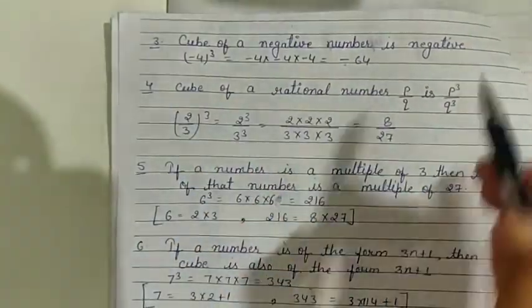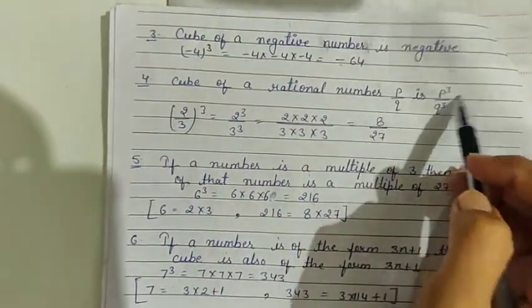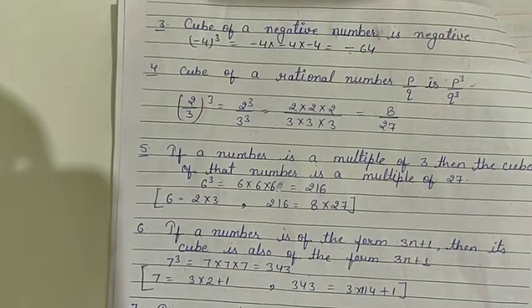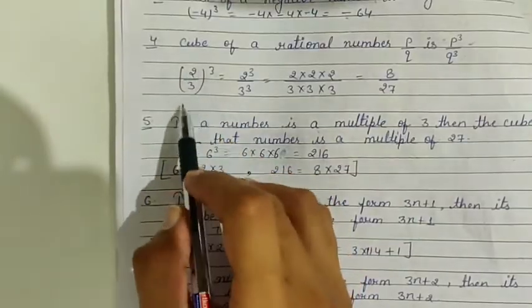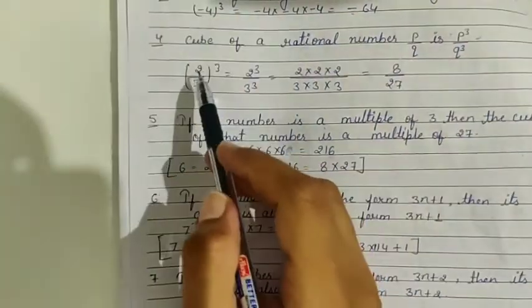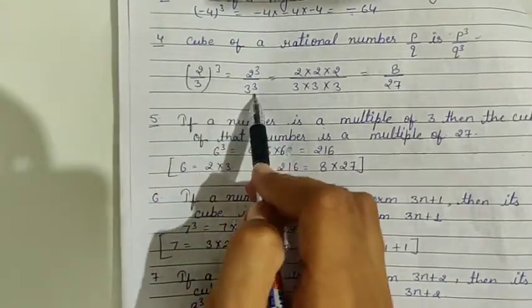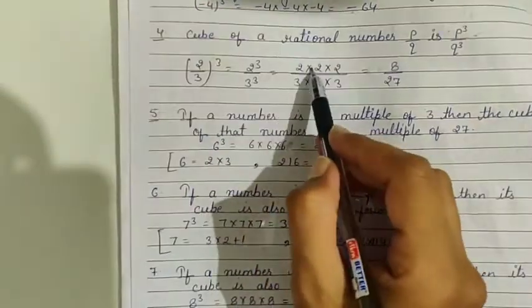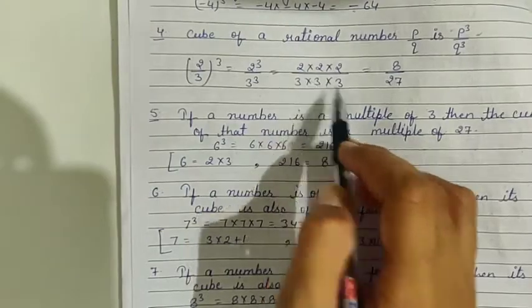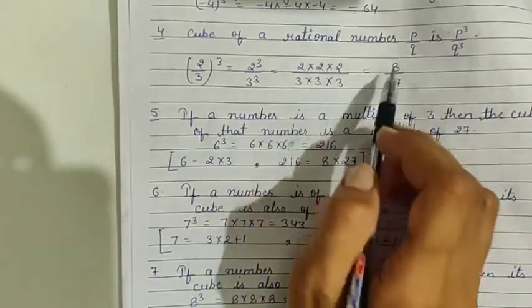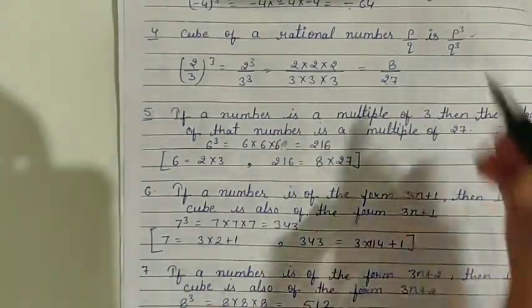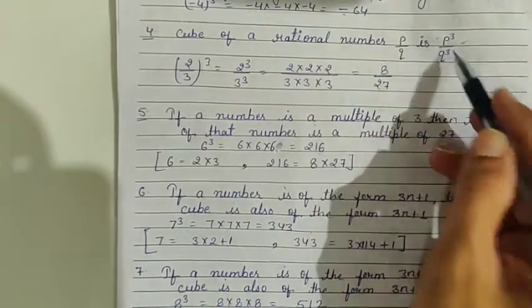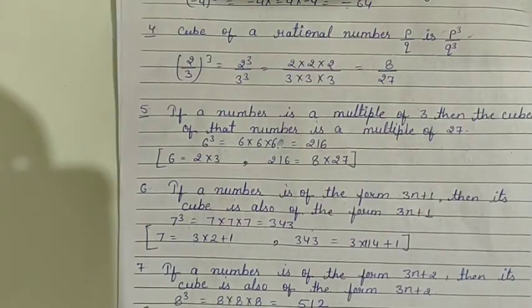Cube of a rational number p upon q is equal to p cube upon q cube. For example, cube of 2 upon 3 is equal to 2 cube upon 3 cube, that is 2 into 2 into 2 upon 3 into 3 into 3, and that is equal to 8 upon 27. So cube of a rational number p upon q is p cube upon q cube.